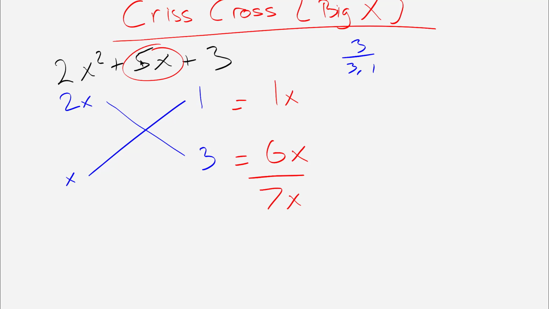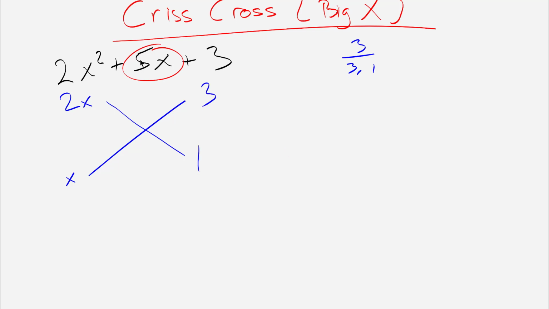So there's a lot of trial and error with the crisscross method. Sometimes you do it and it just doesn't work out, and then you try it a different way. So you will do some trial and error with the crisscross method. So this way didn't work. So let's try the other way then. Let's swap the position of the 3 and the 1. So let's put the 3 here and the 1 here.